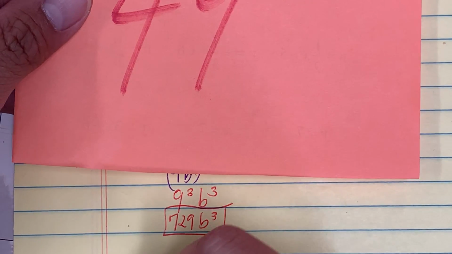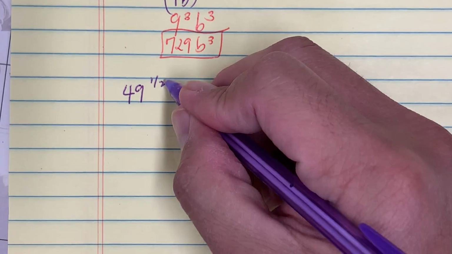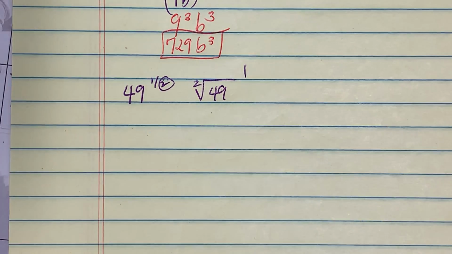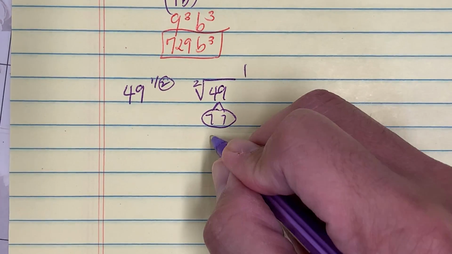Next, letter F, 49 to the 1/2. That means the index is 2, so that's the same thing as square root of 49 to the 1. Break down the 49: 7, 7. You have a pair of 7. 7 to the 1 is just 7.